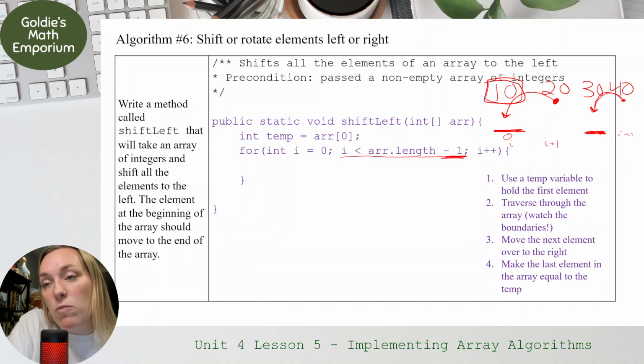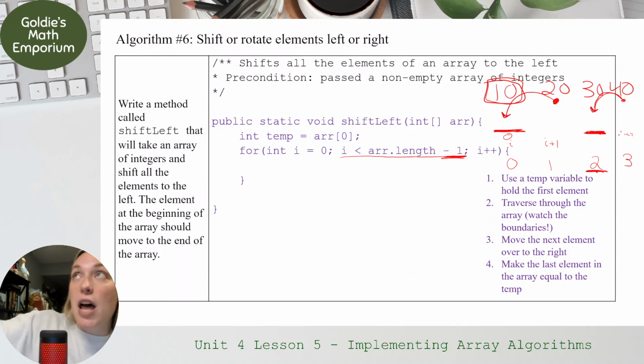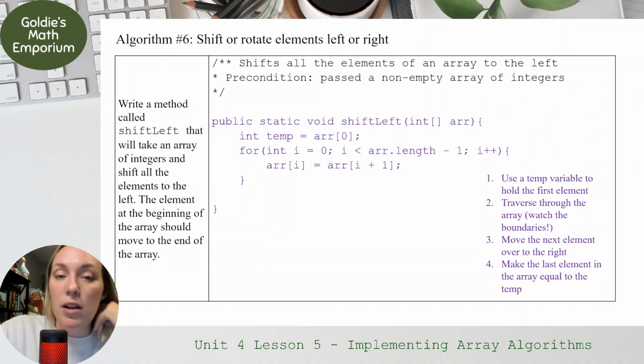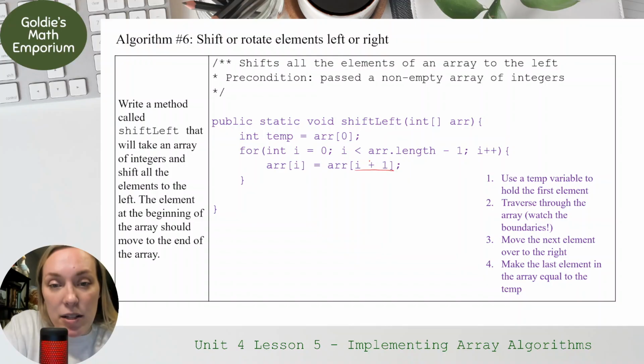I only want to go up to here. So if I have index 0, 1, 2, 3, I only want to go up to 2. My length is 4, so I'm going to do 4 minus 1, which is 3. And I don't want to include 3 because there's nothing to pull after 3. You'll also see that right here in the i+1.